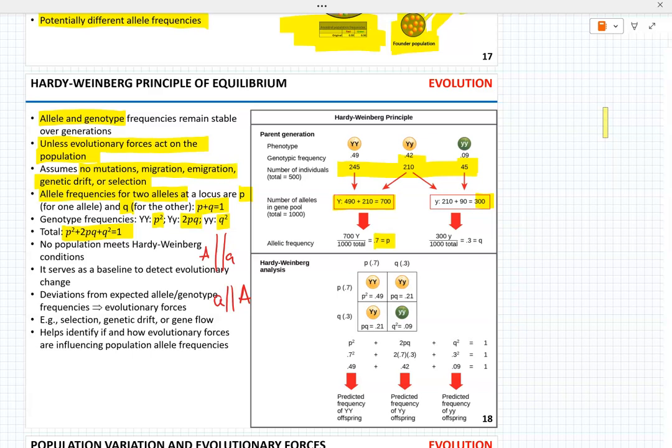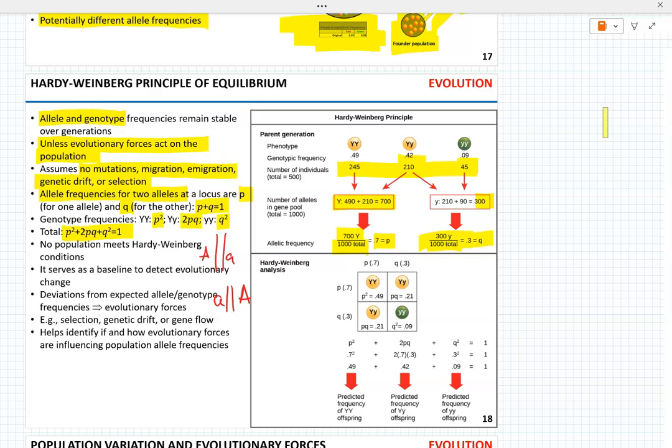So the total number adds up to 1, because we divide 700 dominant alleles over 1,000 total. Each organism carries 2 alleles, so 500 organisms will carry a total of 1,000 alleles for a particular locus. So we follow that the sum of the frequencies is 1. Now we're going to do the Hardy-Weinberg analysis.